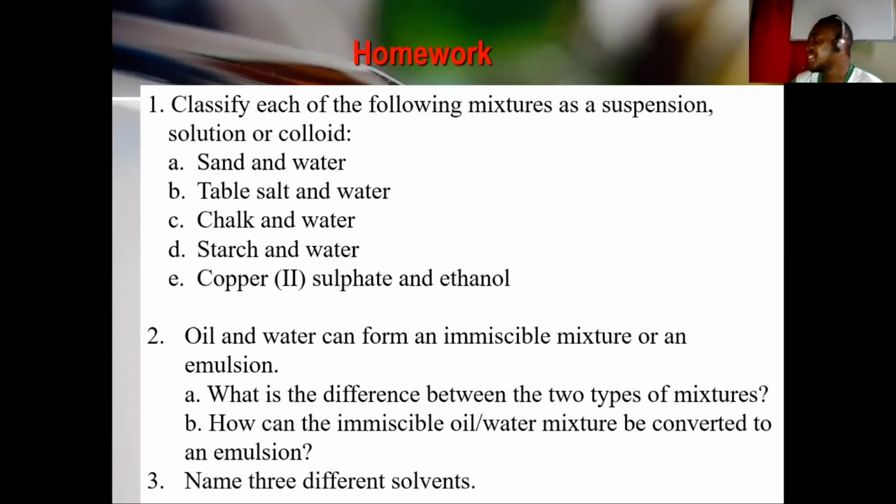And the last question is: name 3 different solvents. Water. You all know the universal one, water. Alcohol. All right, one more. Acids. All right, great. I was hoping someone would say copper or zinc, because those are solvents as well. They create an alloy, so they can act as solvents too.